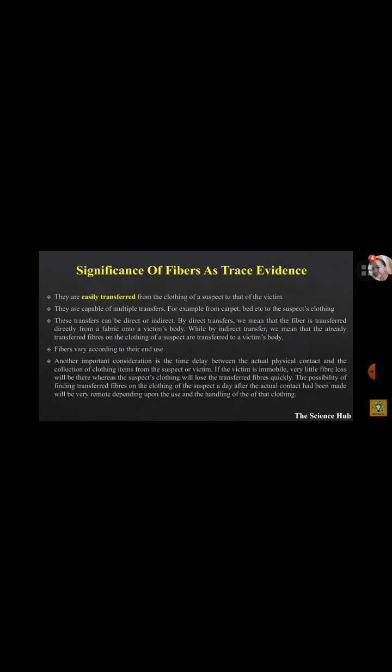Another important consideration is the time delay between the actual physical contact and the collection of clothing items from the suspect or victim. If the victim is immobile, very little fiber loss will occur, whereas the suspect's clothing will lose the transferred fibers quickly. The possibility of finding transferred fibers on the clothing of the suspect a day after the actual contact had been made will be very remote, depending upon the use and handling of the clothing.